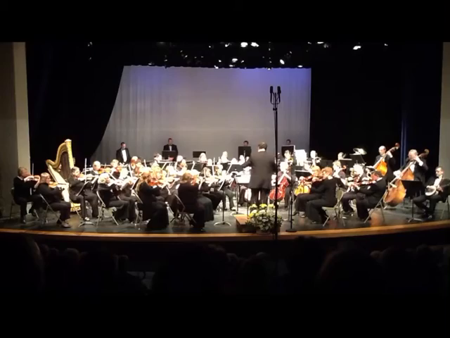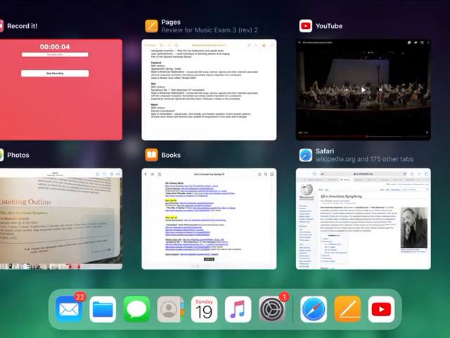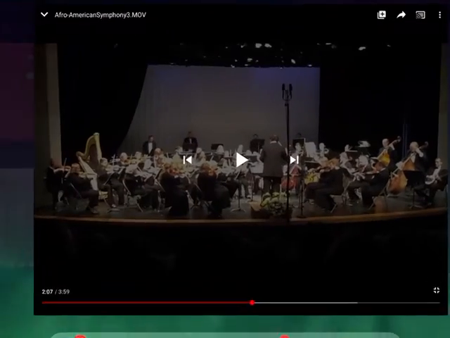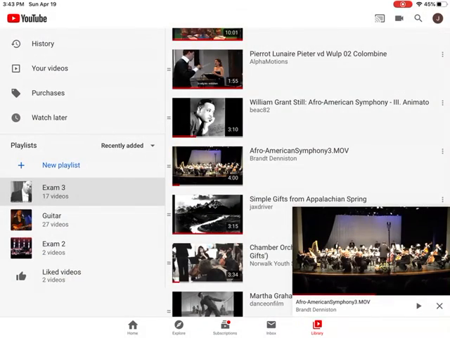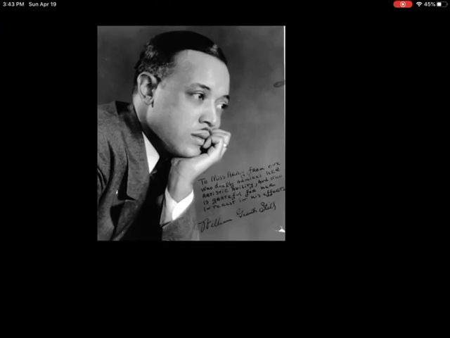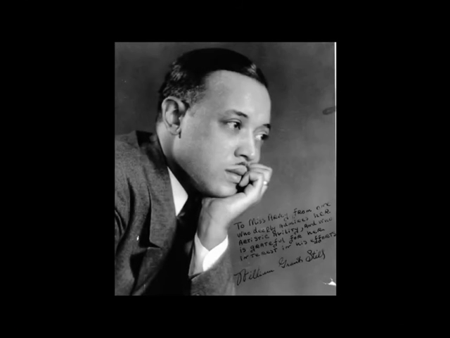Okay, I'm going to pause it there because I'm going to play this in its entirety with just a better quality recording. And there he is. There's our composer right there. William Grant Still.